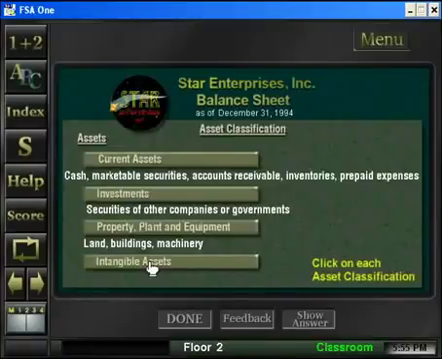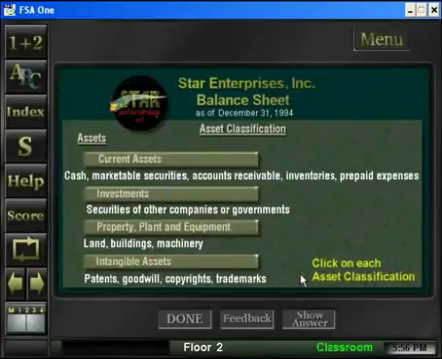Property, plant, and equipment are assets which the firm uses over a period of years and which are not resold. Examples of intangible assets are copyrights, goodwill, patents, and trademarks. As you may already know, accounting does not recognize a firm's intangible assets on the balance sheet because their value is too difficult to measure.